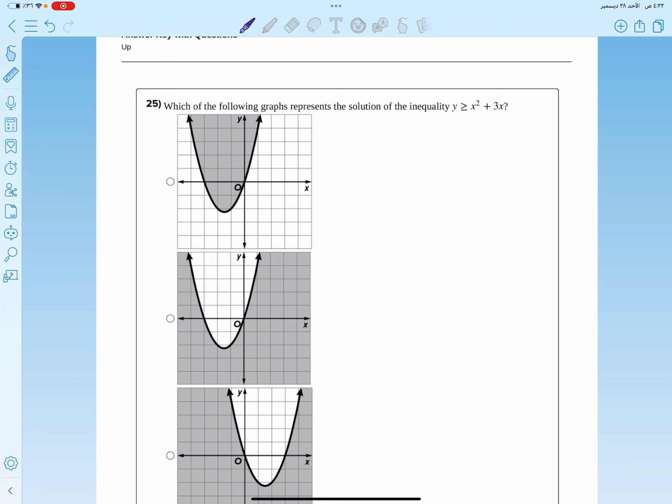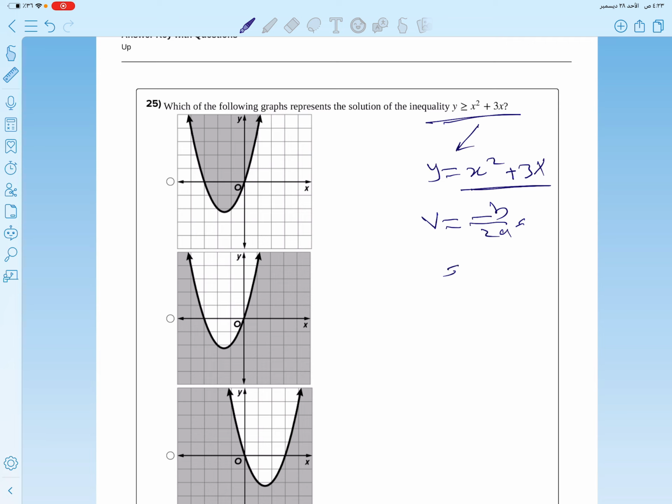Which of the following graphs represents the solution of the inequality? Okay, don't forget the steps. First, I need to graph the related function, so it's going to be y equals x squared plus 3x. To graph this, I need the vertex, which equals negative b over 2a. Negative 3 over 2 is negative 1.5.